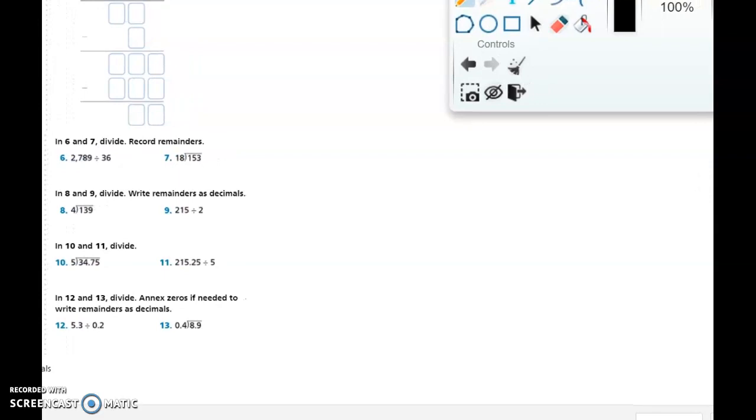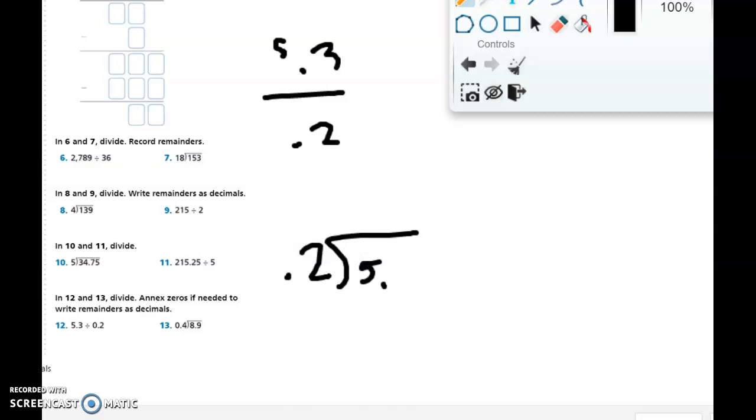In number 12 we have 5 3/10 and we're dividing it by 2/10. So this is the example I talked about in number 2. I'm going to show how to figure out how to put 2/10 into 5 and 3/10. What we're asking is how many groups of 2/10 are in 5 and 3/10.